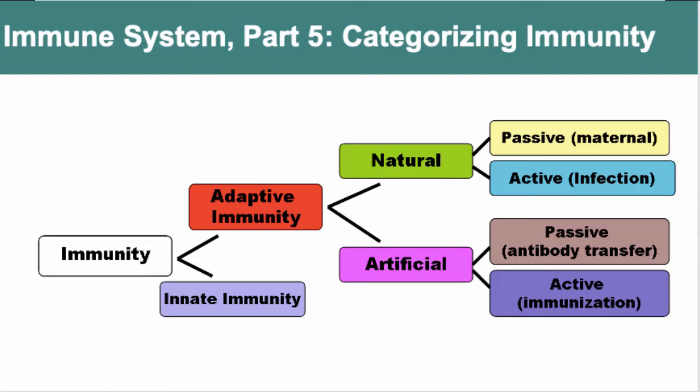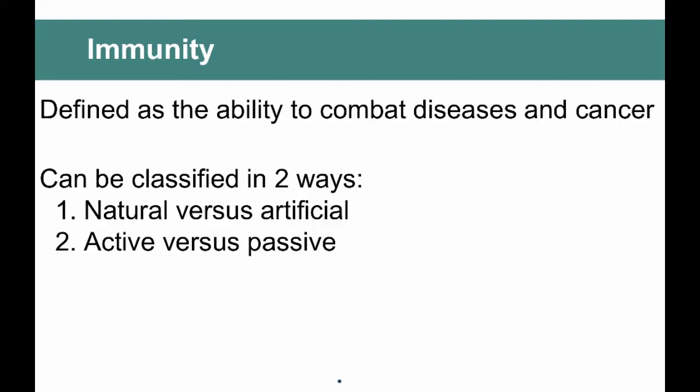This is a mini lecture on categorizing immunity. We define immunity as our body's ability to combat diseases, infectious disease, and cancer. And there are two ways that immunity can be classified. Just like with our discussion of epithelial tissues, where you always use two descriptive terms to describe a particular epithelial tissue, with immunity you always use two descriptive terms. So immunity can be natural or artificial, and active versus passive.